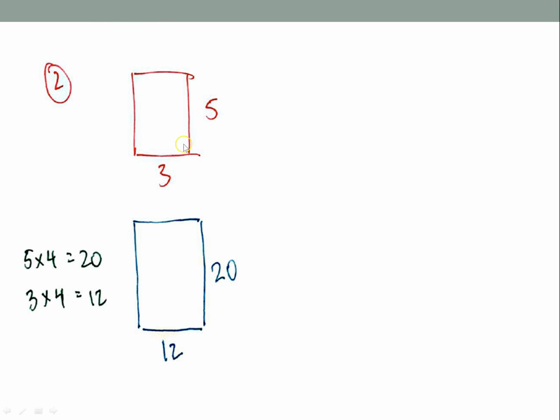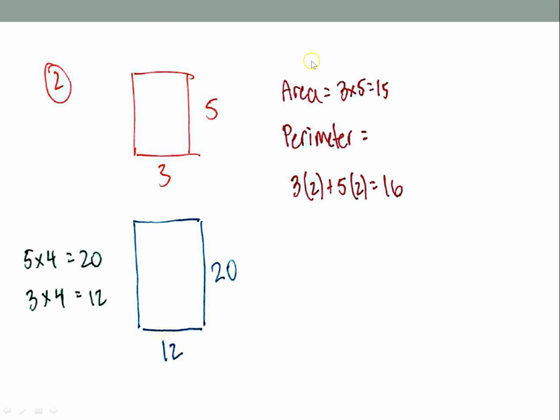So to find the area of the small rectangle, of course, all I have to do is multiply 3 times 5, and that's 15. And to find the perimeter, I just need to add up all of the sides of this rectangle. So 3 plus 5 plus 3 plus 5 are 2 3s and 2 5s. And that's where you see the formulas that I used. Area is just multiplication, and the perimeter is 2 3s and 2 5s added together. That gives me 16.